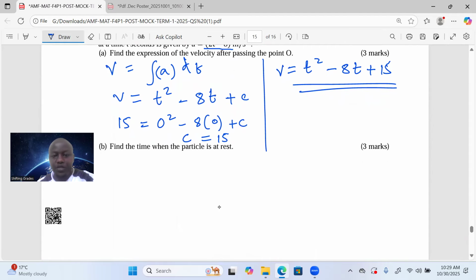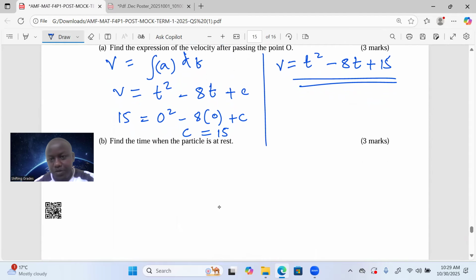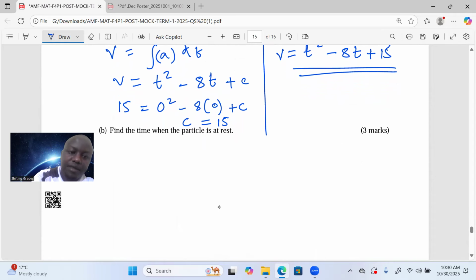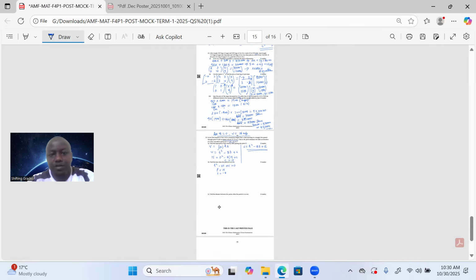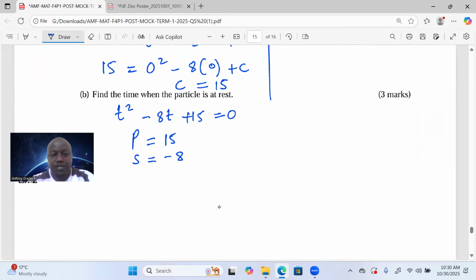Find the time when the particle is at rest. For a particle to be at rest, it should have a velocity of 0. Therefore, we say t squared minus 8t plus 15 equals 0. When a particle is at rest, it is moving at a velocity of 0. So now we can say the product of 15 by 1 is 15, and a sum of the value at b. I want to use the factorization method.